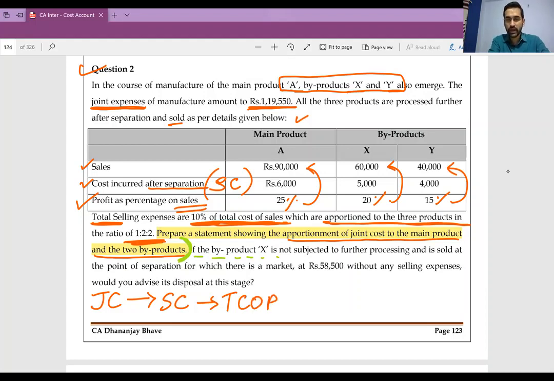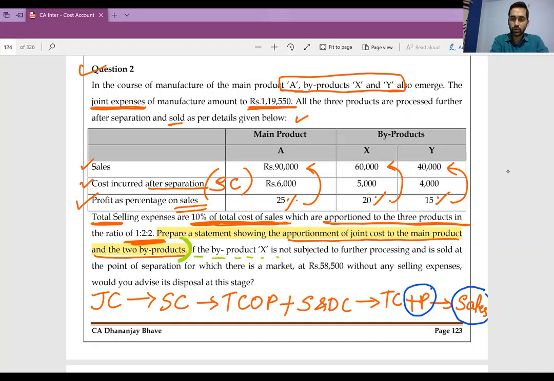For this, you will add selling cost, selling and distribution cost. This will give you total cost. For that, you will add profit and then you will get sales. Then you will sell. Right. You know what is happening in this particular problem? I am highlighting now. Understand? I will circle it in blue. They have given sales to us. From that, we will take out profit. We will get total cost. Correct. On that 10%, then I'll distribute it in 1 is to 2 is to 2 ratio.